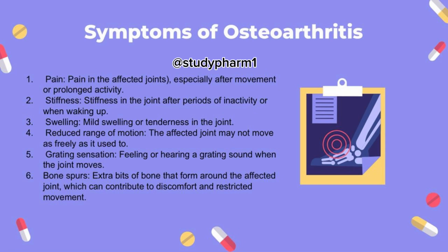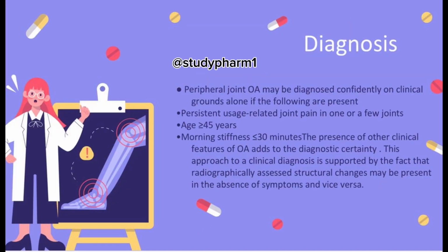5. Grating sensation. Feeling or hearing a grating sound when the joint moves. 6. Bone spurs. Extra bits of bone that form around the affected joint, which can contribute to discomfort and restricted movement. Diagnosis. Peripheral joint OA may be diagnosed confidently on clinical grounds alone if the following are present.